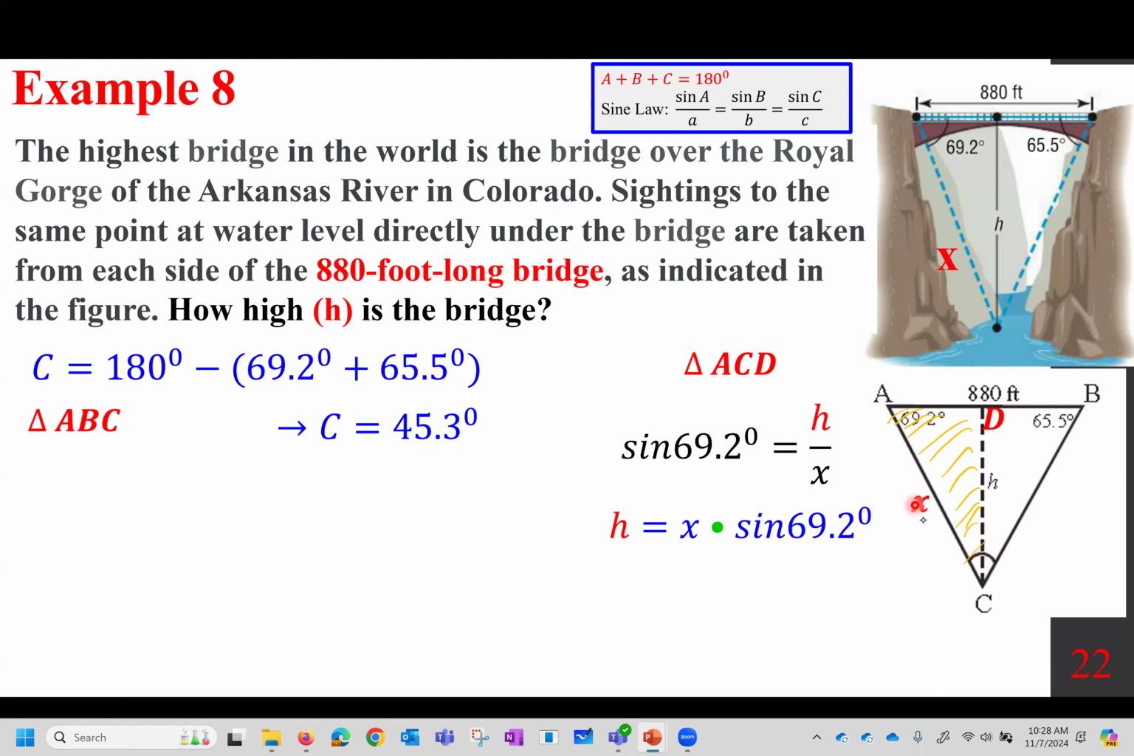And we want X. Remember, as long as we have the angles on one side, we can find the X using the sine law. So X is opposite 65.5, if we are looking at the big one, the entire triangle, not half. So sine of 65.5 degrees over X. Now we want to use this number. So sine of this one, C, 45.3 degrees over 880. This is the sine law.